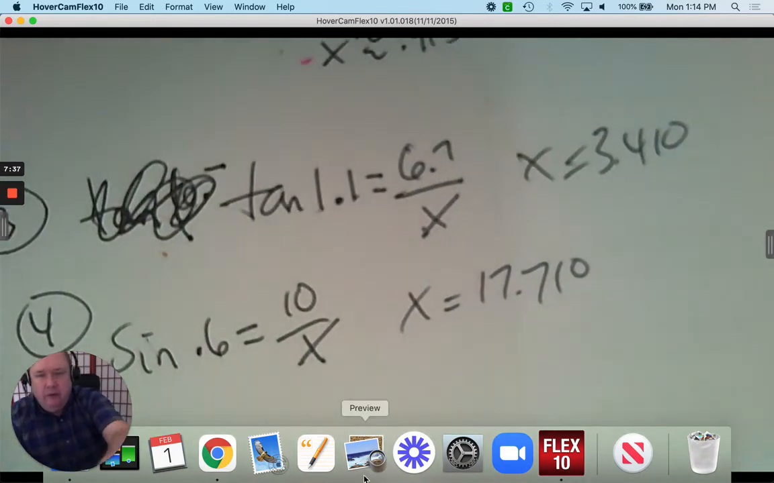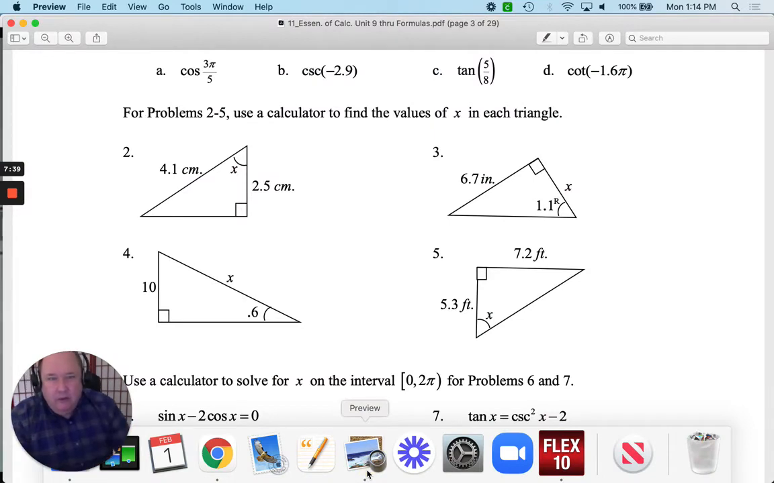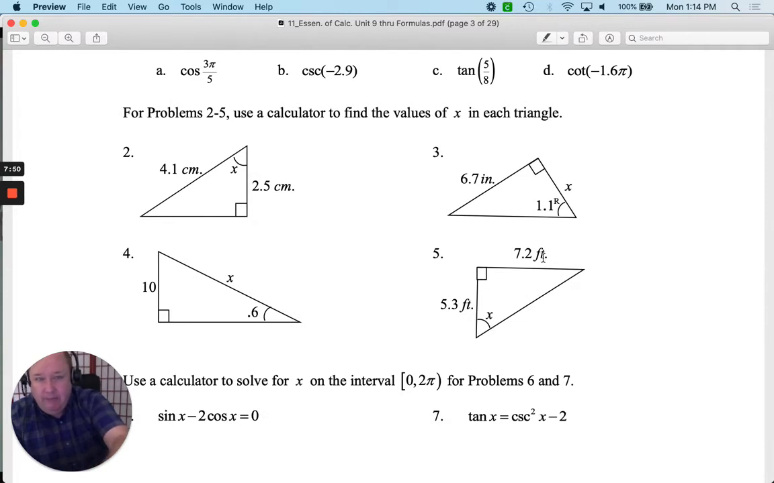And was there any units of measurement? I forget that. So in number 3, it was inches. In number 4, there's nothing. Number 5 is in feet, but it's the angle I'm looking for. So look at the angle. What are you given? Opposite and adjacent.